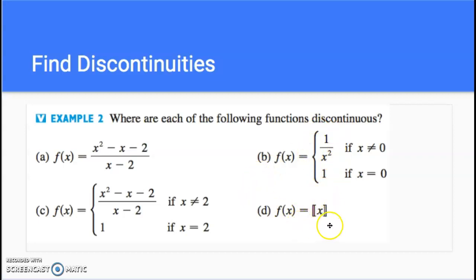If you remember the greatest integer function from last lesson, you know that this looks like stair steps, and so you're going to have discontinuities at every integer, and they are going to be jump discontinuities because you're jumping from one line to the next, or one stair to the next stair.